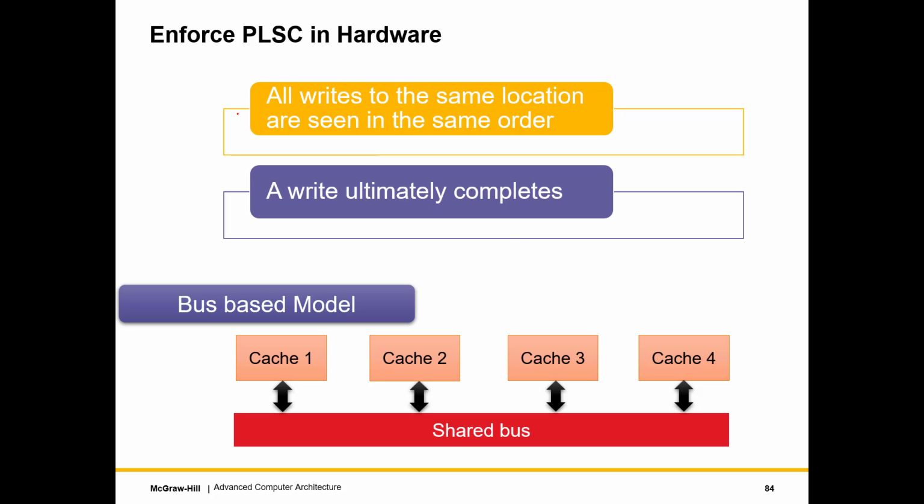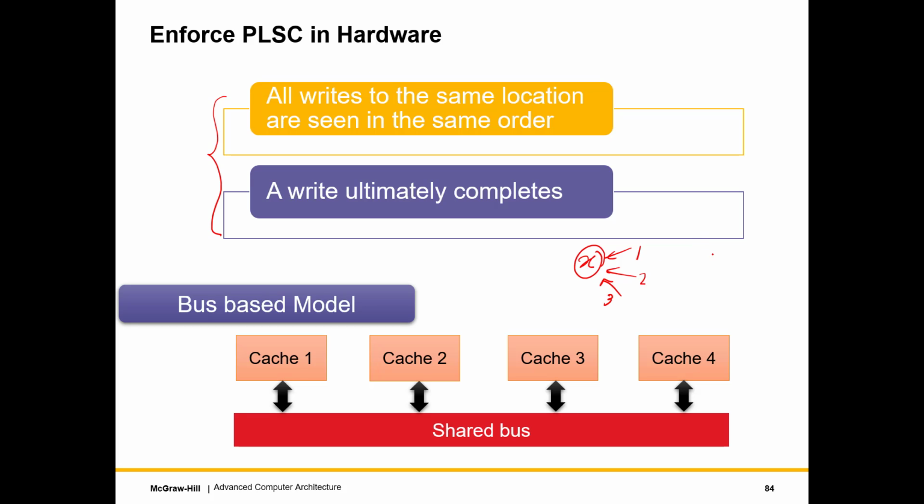So, what is it that we need to ensure? We need to enforce PLSC in hardware, and from there we came to the two cache coherence axioms. The first is that all the writes to the same location are seen in the same order. Seen in the same order basically means that all the threads see the same location being updated in the same way, in the sense that if we have a location X, if we write 1 to it, then 2, then 3, and so on, all the threads will agree on this order.